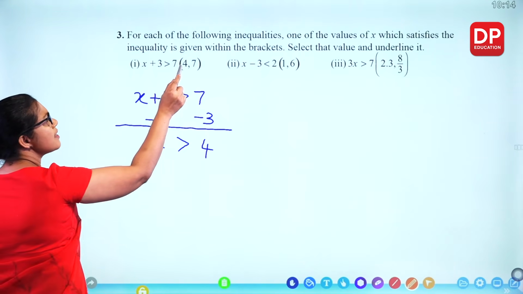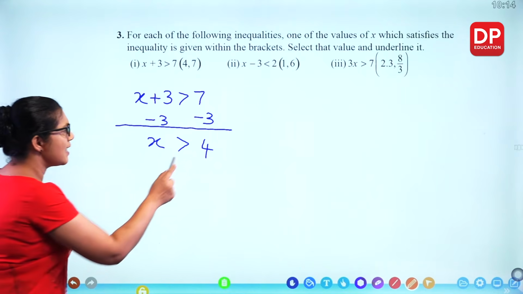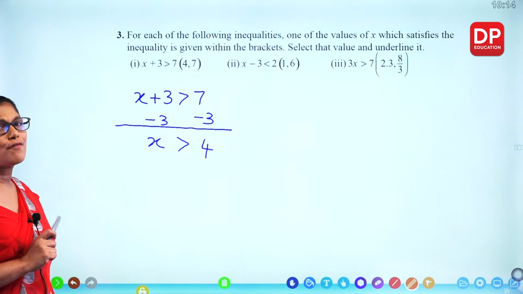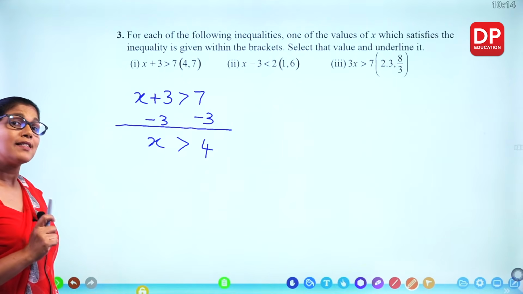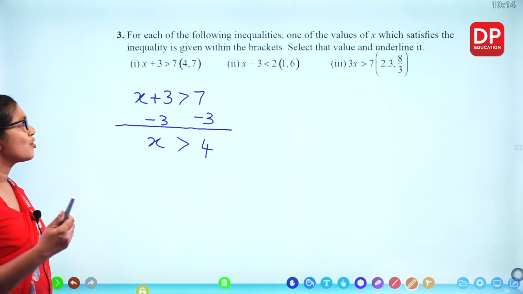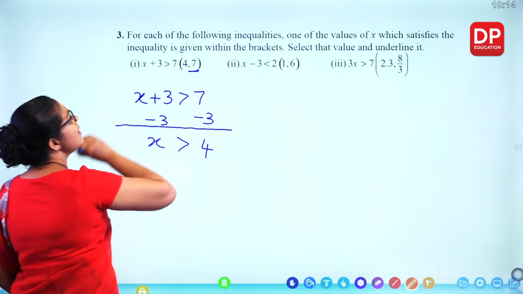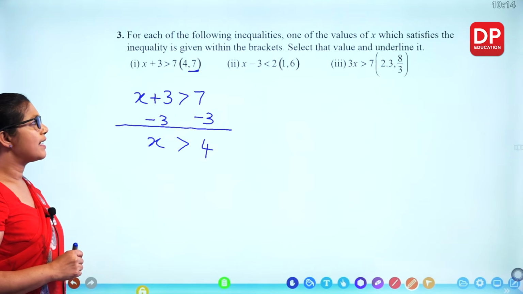Now look at this one. First x value given is 4. But here 4 is not included. So we can't take 4. What about 7? Yes, 7 is greater than 4. So what's the solution there? 7 is the appropriate value, satisfies this inequality.